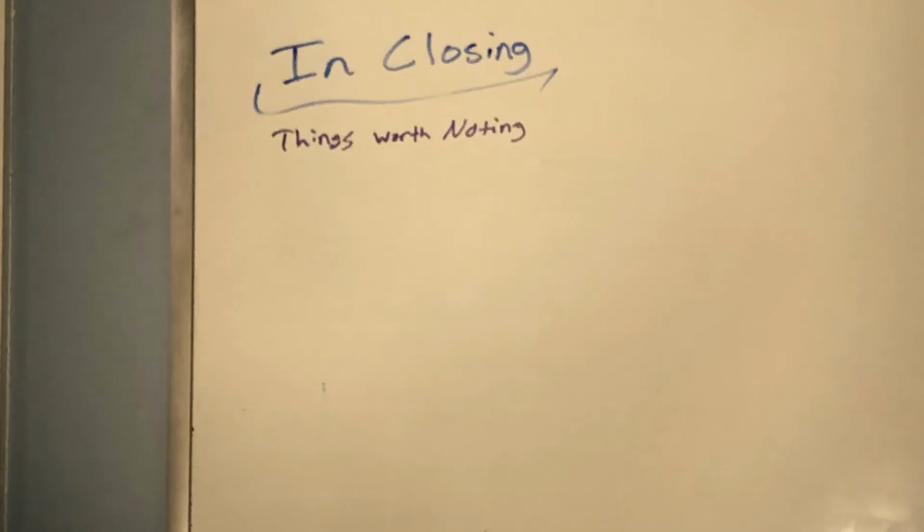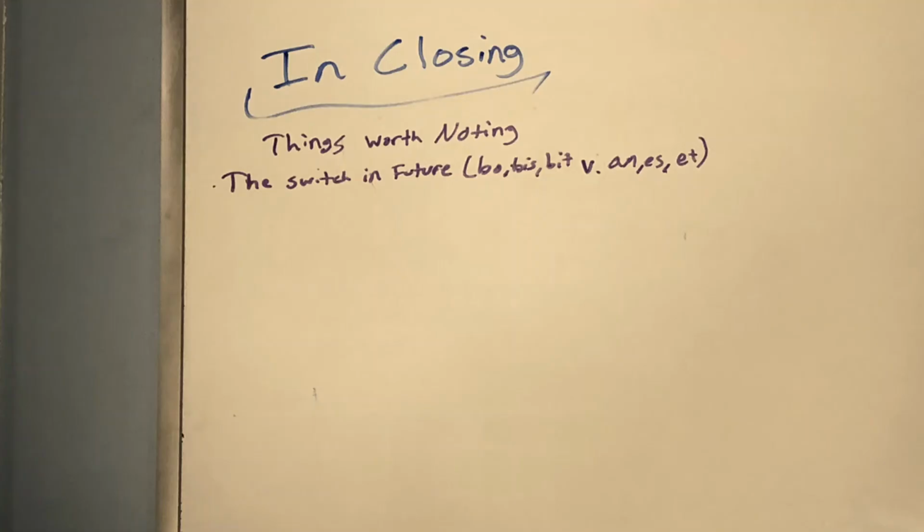Here are some of the things worth noting in the forms themselves. As I just said, the switch in future. Bo, bis, bit, those are for first and second conjugations, and am, es, et for third, io, and fourth. You gotta know the conjugation of the verb, and that's something I will harp on in a second.